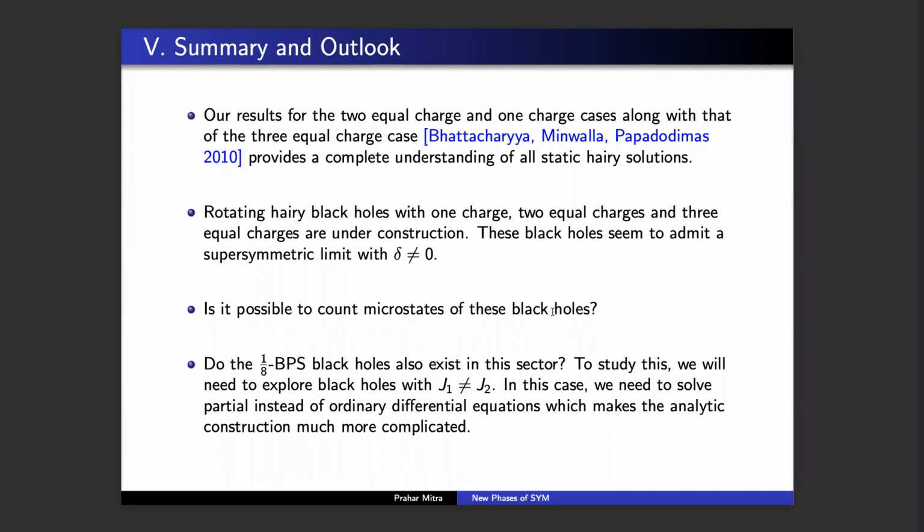For rotating black holes, two charge solutions have already been constructed. Three charge solutions, since the paper is not out, are under construction. We already have very promising results. And these black holes admit a supersymmetric limit, and they don't satisfy delta equal to 0. So this seems to give weight to the conjecture that delta is roughly the charge scalar.